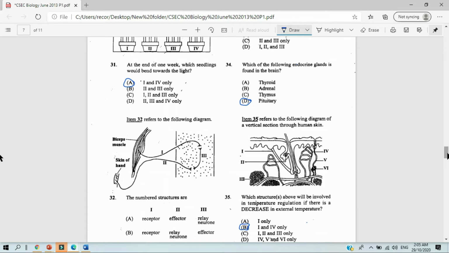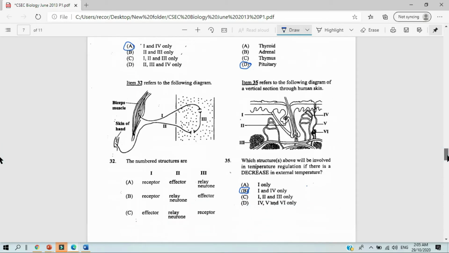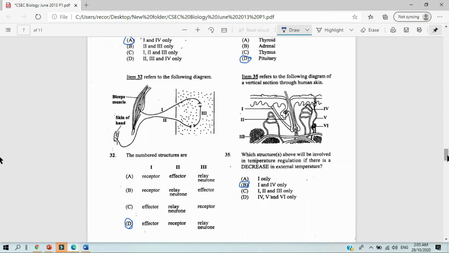Alright, 35 refers to the following diagram of a vertical section through the skin. This diagram, you have to remember from the textbook. Which structure above will be involved in temperature regulation if there is a decrease in external temperature? Alright, so your answer there is going to be B.